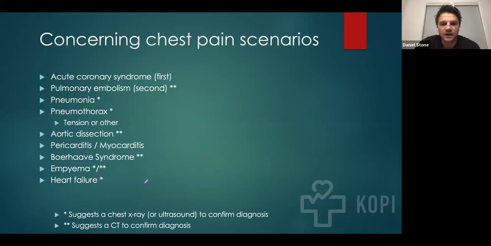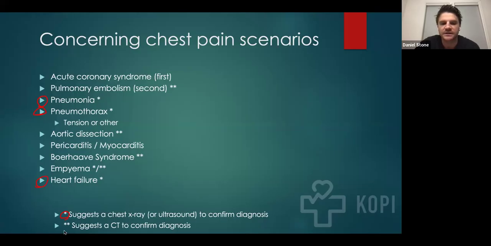So first off, there are many types of chest pain that require imaging to rule in the diagnosis. Chest X-ray becomes a big portion of the workup for pneumonia, pneumothorax. It's certainly part of the workup for heart failure. We talk about types of chest pain that can kill people and types of chest pain that we don't want to miss in the emergency department.